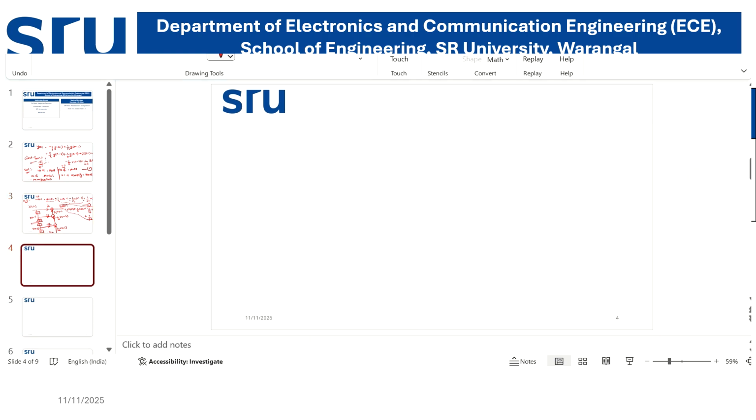Now substitute equation number 2 in equation number 1. If I substitute in equation number 1, then y of n becomes minus 1 by 8 y of n minus 1. Observe that we are not at all changing the difference equation.